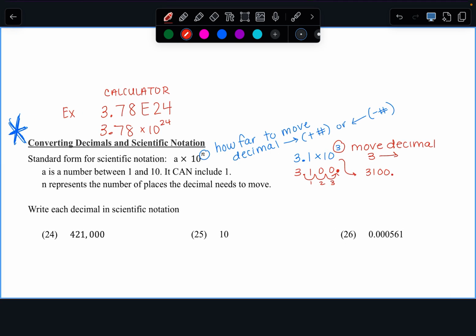All right. Now, what's really important about scientific notation is that this number that you're multiplying by 10 to a power, for it to be in standard form, it has to be a number between 1 and 10 and is allowed to equal 1, meaning it has to be a single digit number, point something. You don't ever want 0 point something. You don't want 31 point something. You want a single digit number, point whatever comes after it. Okay?